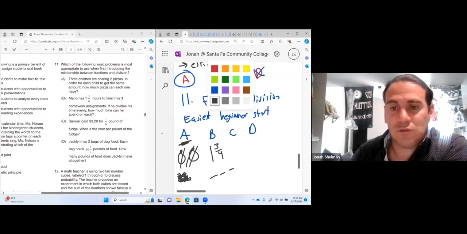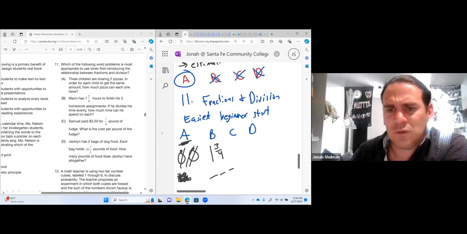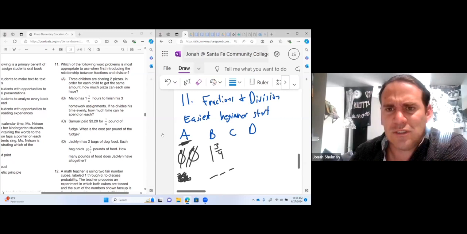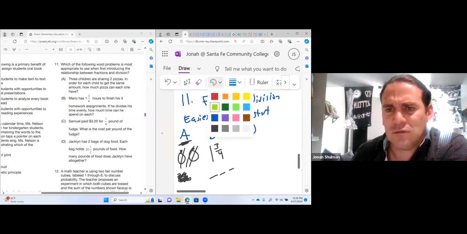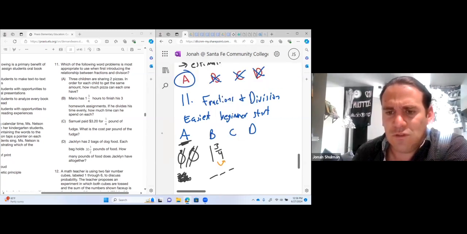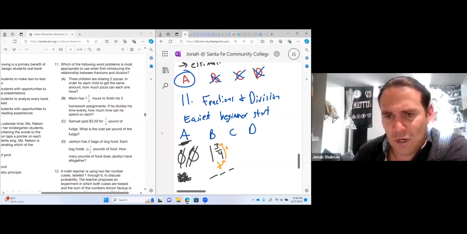I'll show you why this one doesn't work. Let's look at this one. In order to change this mixed number into a fraction, the first thing you have to do is multiply the bottom and add the top. So 1 times 4 is 4, plus 3 is 7. So this is 7/4.